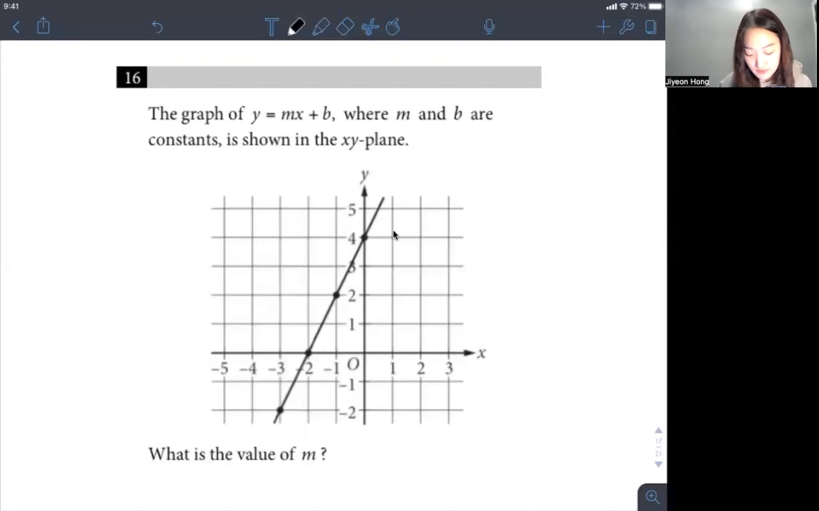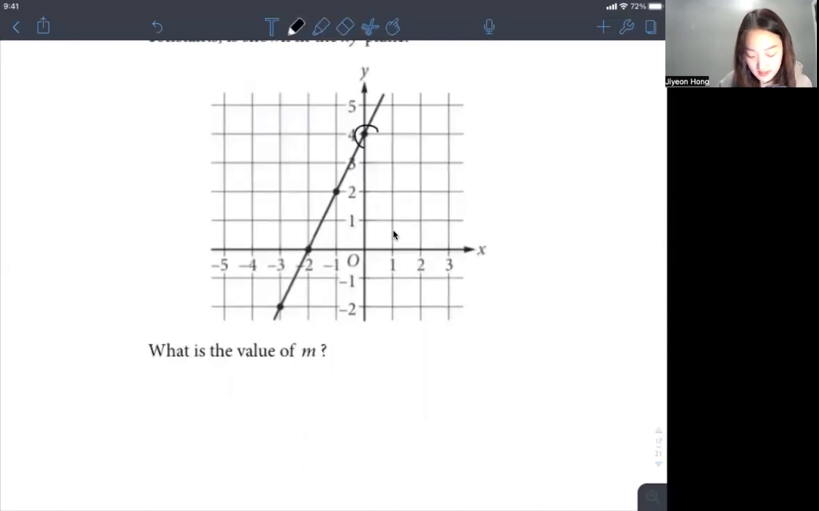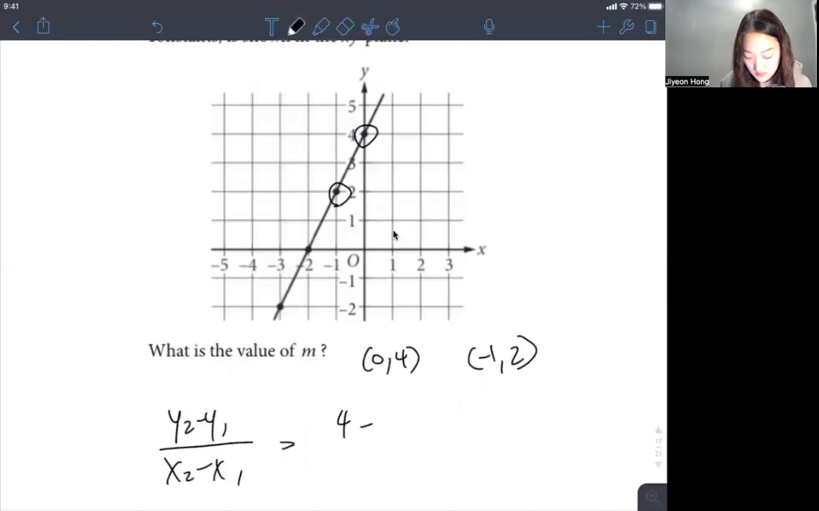So I'm going to choose 2 points, (0, 4) and (-1, 2), and plug them into the slope formula, which is again y2 minus y1 over x2 minus x1. So 4 minus 2 divided by 0 minus -1 is equal to 2 over 1, which is 2, which is our answer for the slope.